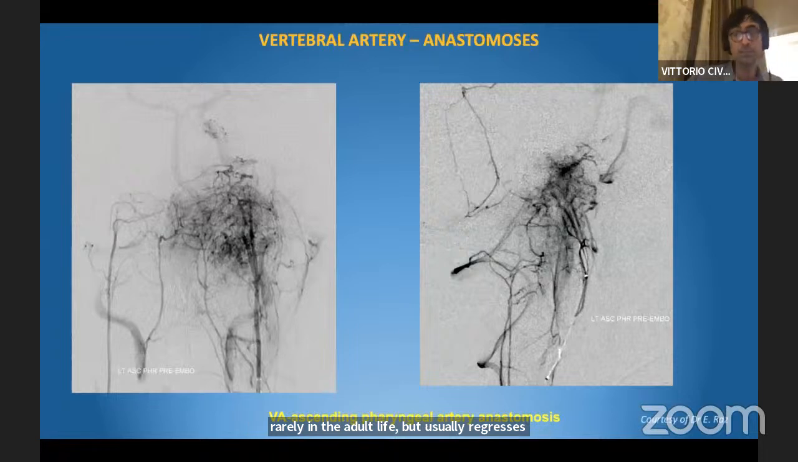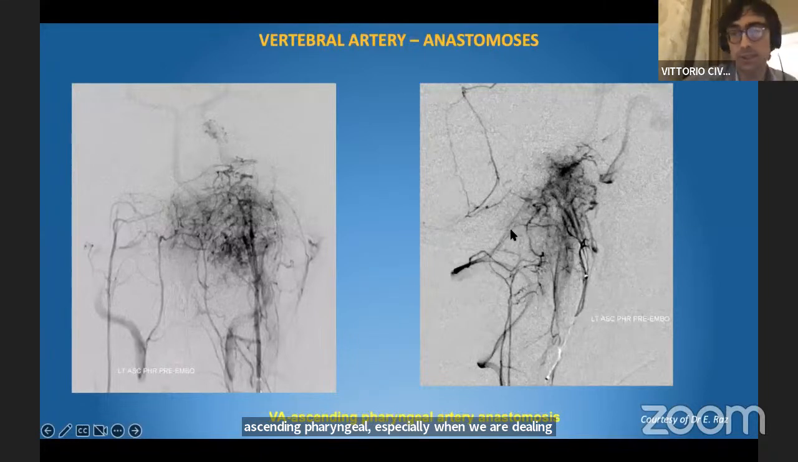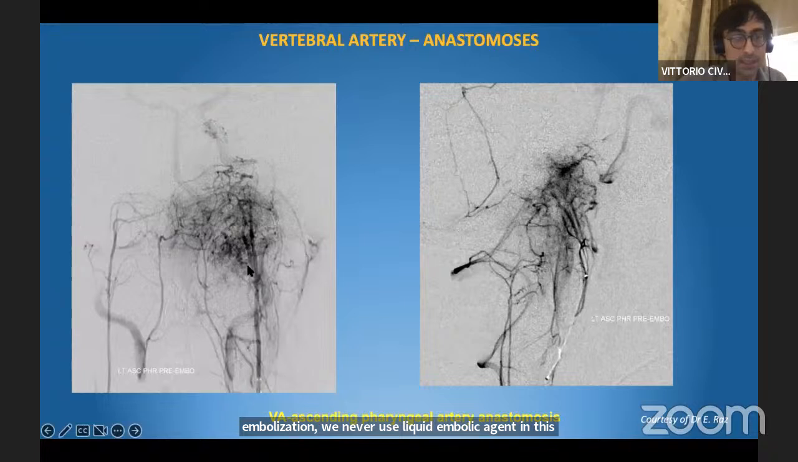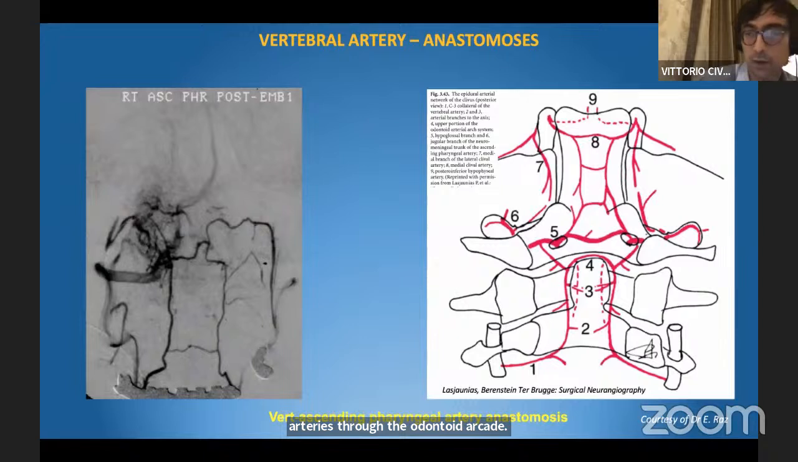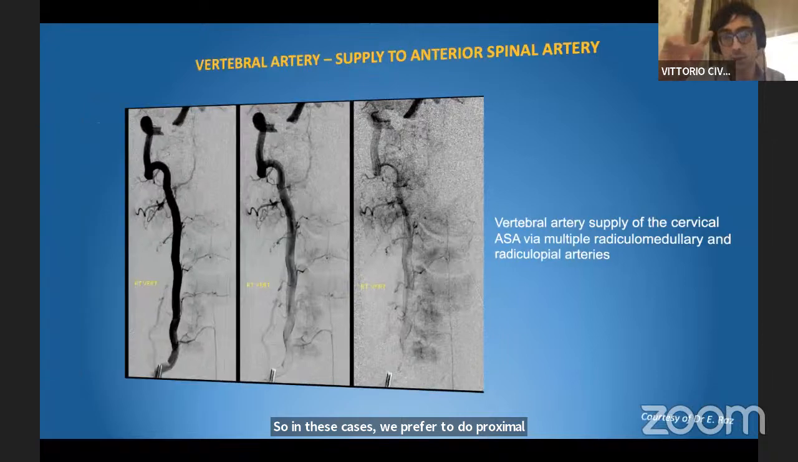It's very important to know the anastomosis with the ascending pharyngeal, especially when we are dealing with this kind of lesion. For example, for preoperative embolization, we never use liquid embolic agent in these cases, because we can see this injection in the ascending pharyngeal allow the opacification of the two vertebral arteries through the odontoid arcade. And this is another case showing the same configuration. So in these cases, we prefer to do proximal embolization to avoid opening this kind of so-called dangerous anastomosis.